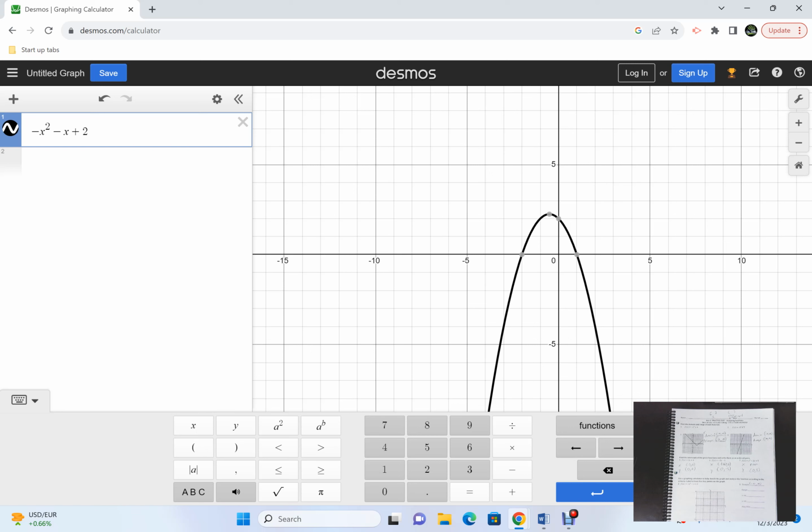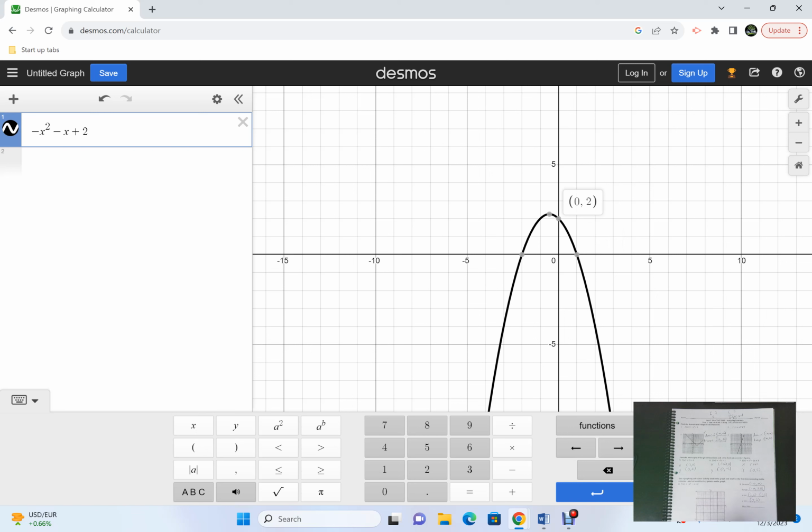Okay, and then range is your y values, right? Now it's going down forever here, but then it tops out at 2.25. So the range is going to be negative infinity to 2.25. And it does hit 2.25, so we would put a bracket there. Okay. X-intercepts, it does have two of those, at (-2, 0) and at (1, 0). And it has one y-intercept at (0, 2).